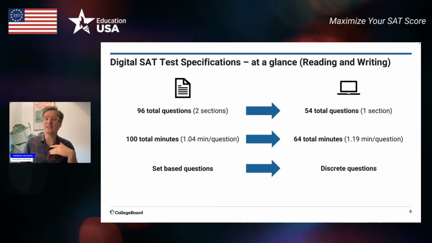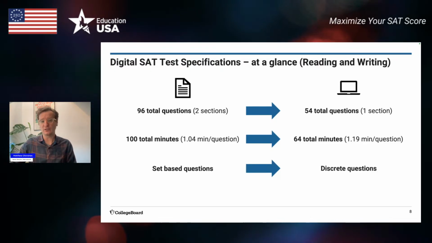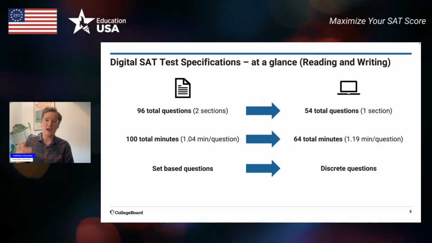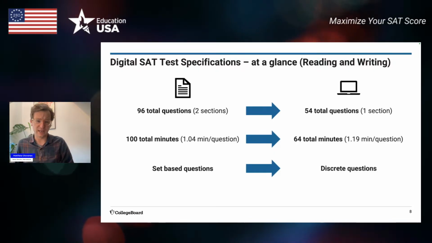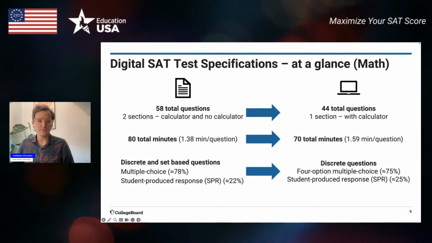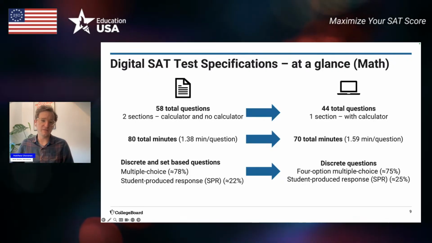That does not mean that it is easier than it used to be. Sometimes you're going to have to really read these texts in depth, and they're going to be very complex. They may have not only difficult words, but complex ideas that we're asking you to analyze and understand. So that'll take about an hour. And then similarly for the math section, you're going to have about 44 questions, and those take about 70 minutes.